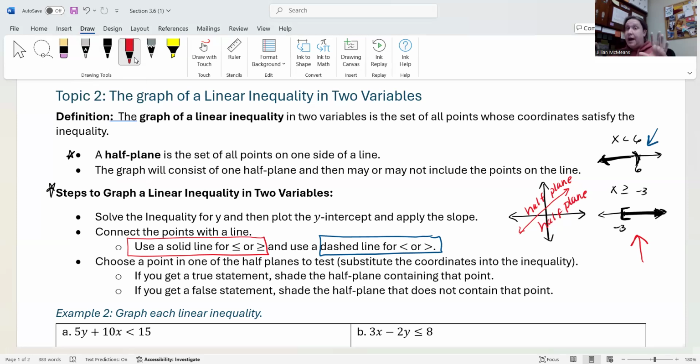So we have to solve for y, plot the y-intercept, apply the slope, tap the brakes, and think about, do I include the points on the line or not? Use a solid line or a dotted line, and then you have to choose the half plane that is going to be part of your solution set.